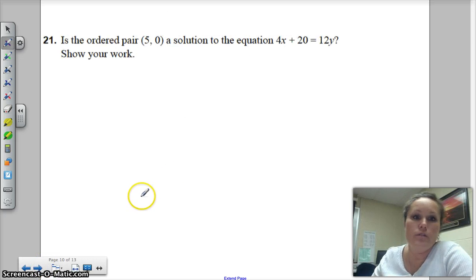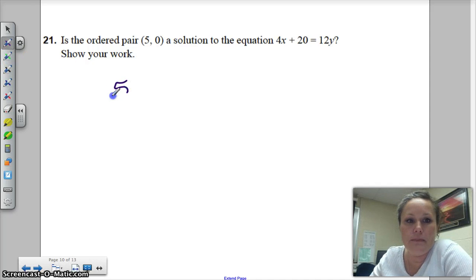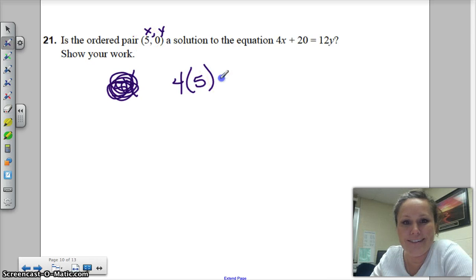Is the ordered pair 5, 0 a solution to the equation? Same song and dance, friends. So 5 times x, no, it's not 5, it's 4. 4 times 5, there we go. 4 times 5, which is x, plus 20 equals 12 times y, which is 0.